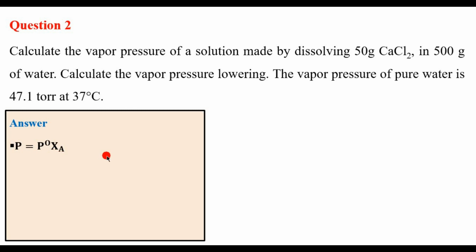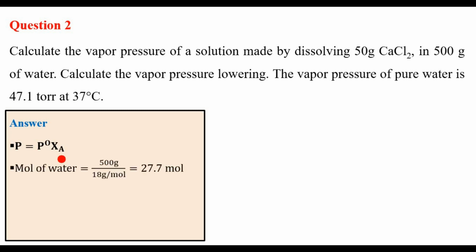What do we have here? We have the vapor pressure of the pure solvent, which is 47.1. Now we need to determine the vapor pressure of the solution. But before that, we also need the mole fraction of the solvent. To determine the mole fraction of the solvent, we take the moles of the solvent divided by the total moles.